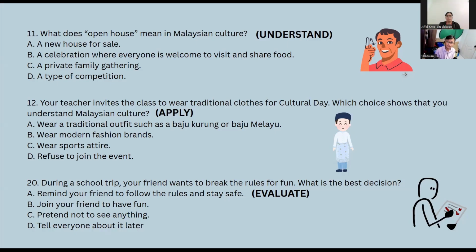Now, in this question, prior knowledge is important. If the students understand and are able to differentiate which one is what kind of clothes, like branded clothing or maybe work clothing, the student knows which one is suitable. The next step is to apply that prior knowledge, and the answer will be A, which is to wear a traditional outfit such as baju kurung or baju Melayu. If the students have an idea about this, they will apply those ideas.